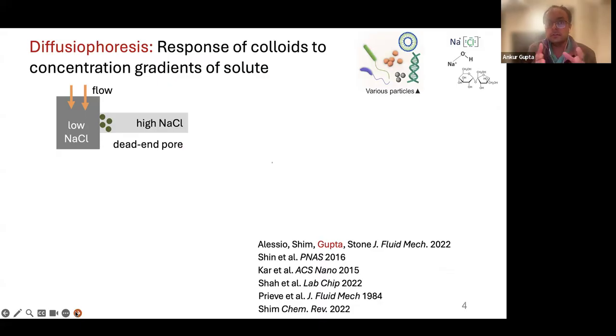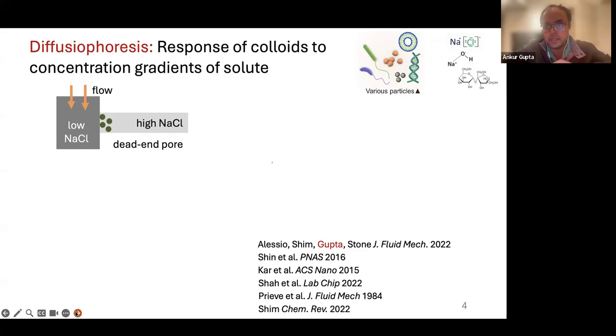So it's a response of colloids to a concentration gradient of a solute. So imagine there is some background diffusion of a solute, and then there are colloids dispersed in it, and these colloids are essentially responding to this diffusion of a solute in the background. So it's the movement of these particles because of diffusion of something else.